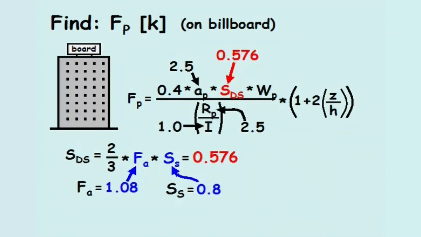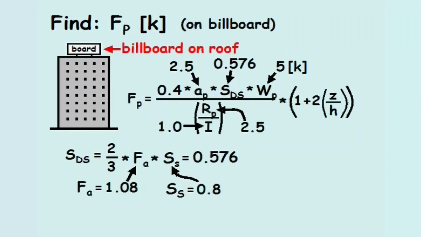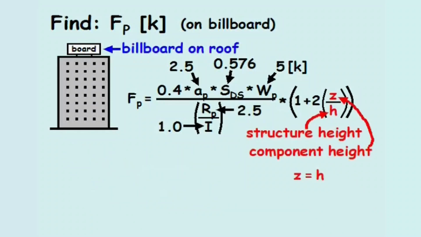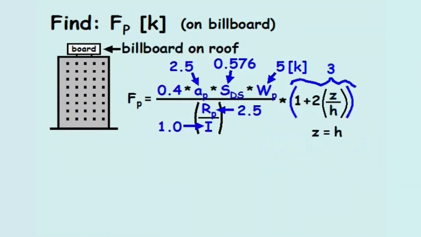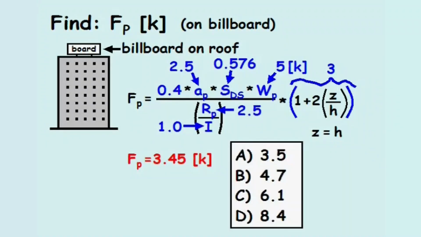The problem states the weight of the billboard, WP, equals 5 kips. And since the billboard is attached to the roof of the building, the component height, Z, is equal to the structure height, H, and therefore this last part of the equation equals 3. With all the variables on the right-hand side determined, the seismic design force, FP, equals 3.45 kips. When reviewing the possible solutions, the answer is A.